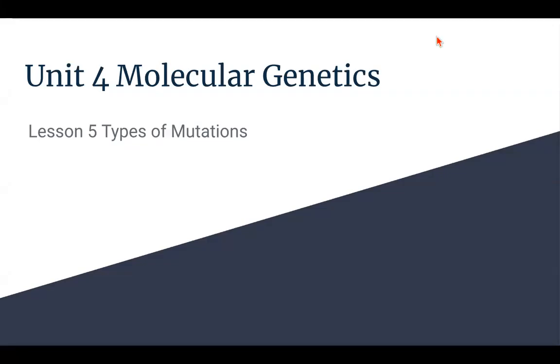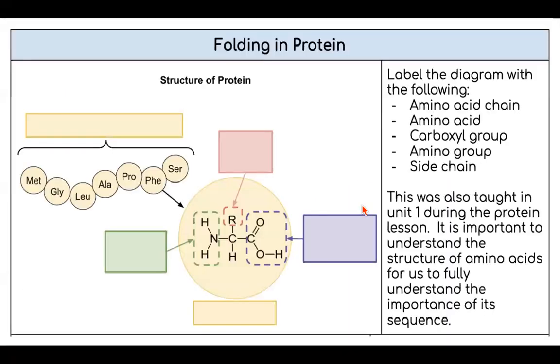Hi, this is lesson 5 in Unit 4 Molecular Genetics, and we're going to look at the different types of mutations. Before we do that, I want to revise how protein folds and why the sequence of amino acids is so important, and therefore why you need to have no errors in your DNA.